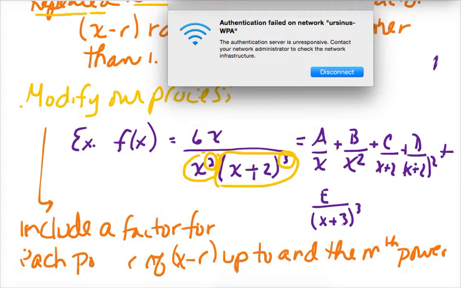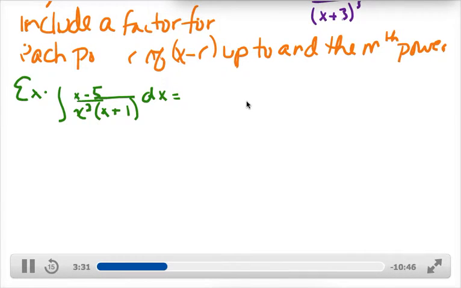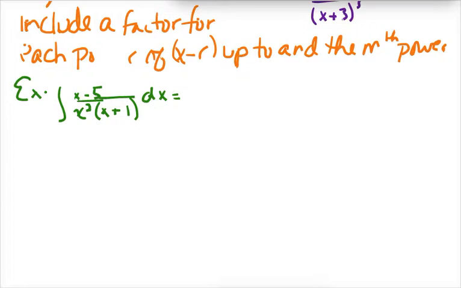Okay, so let's try an example. I'm going to pause here and find one that I like. Okay, here's a good example, and it's in the lecture, and we'll finish it tomorrow. But I just want to set it up. So if I want the integral of x minus 5 over x squared times the factor x plus 1, I could decompose this.